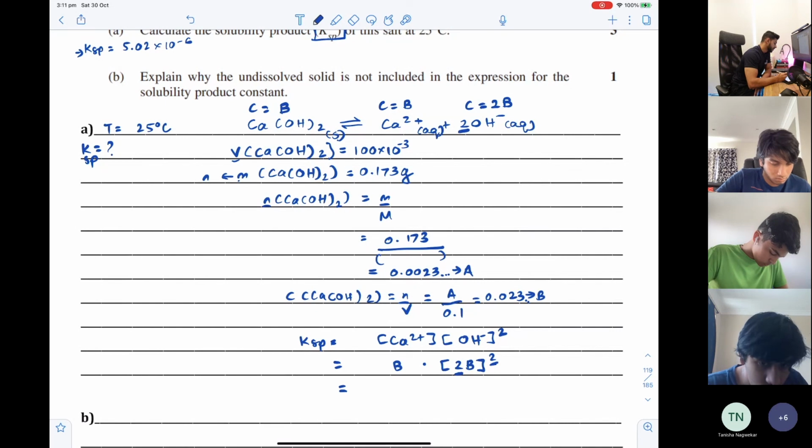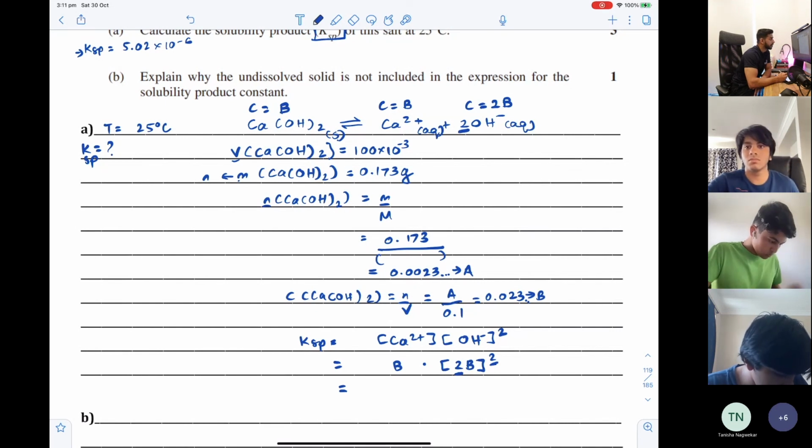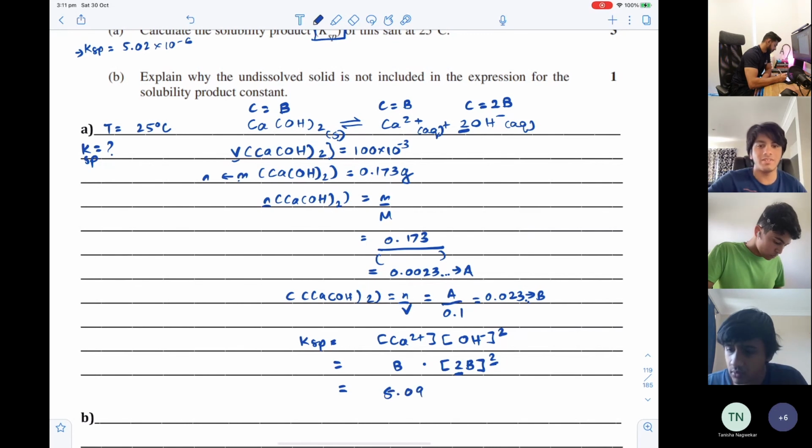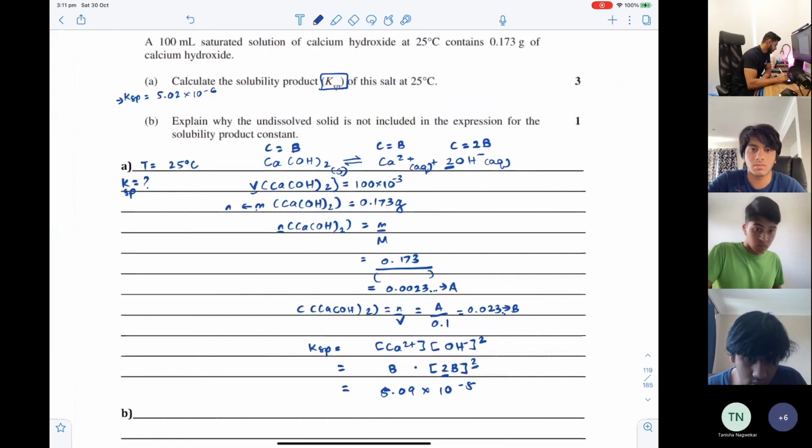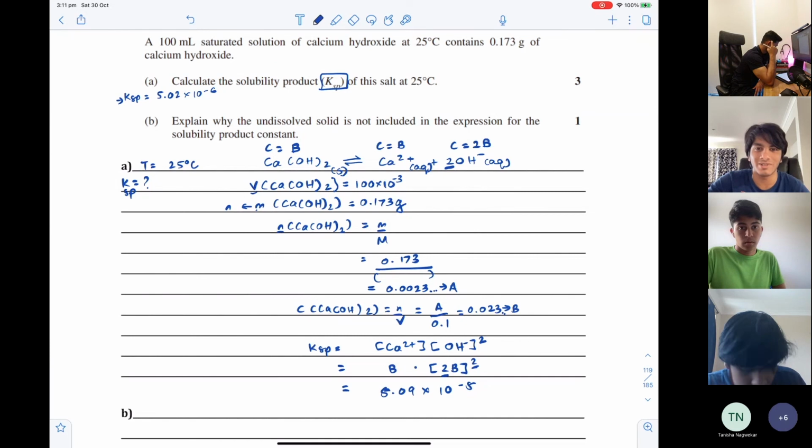What do we get as our answer now? 5.09 times 10 to the power of -5. Good, right? 5.09 times 10 to the power of -5. How many sig figs for this question? 3 or 2. 3 or 2, are you sure? No, not 2, because we don't use the temperature anyway, so probably 1 then.